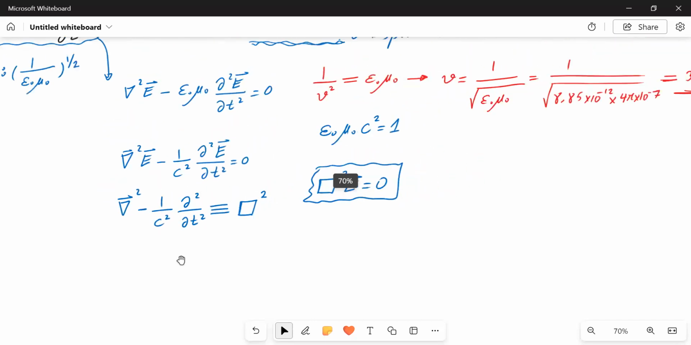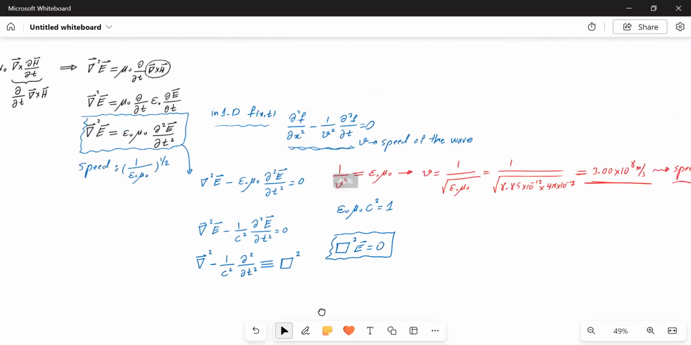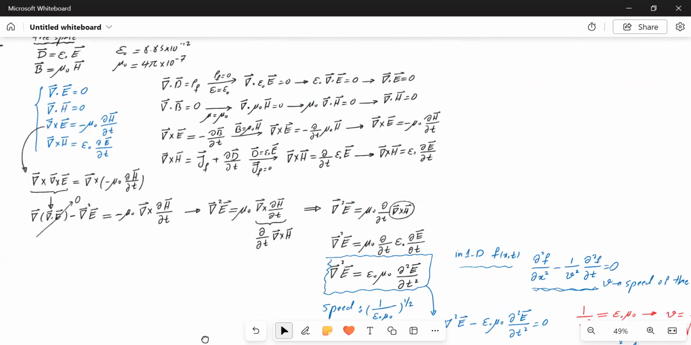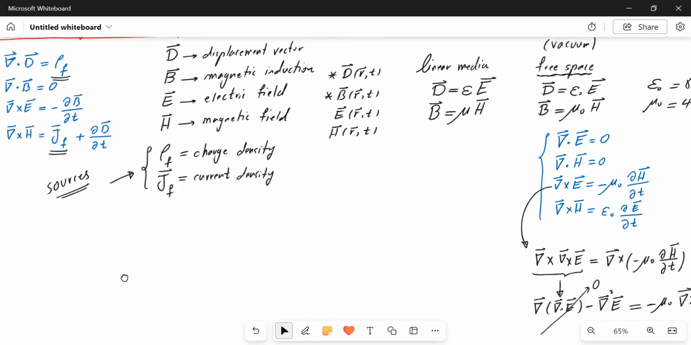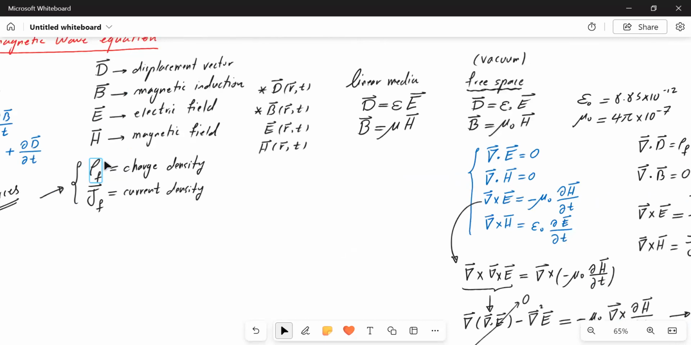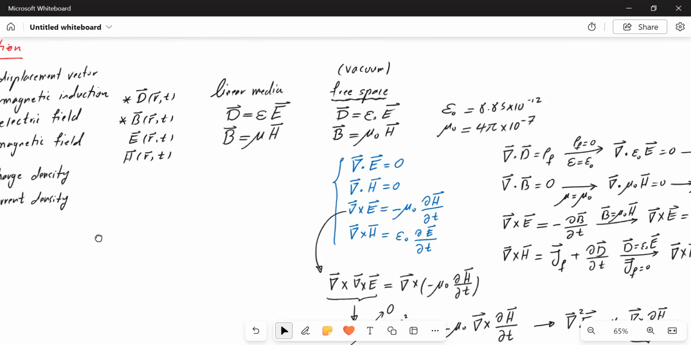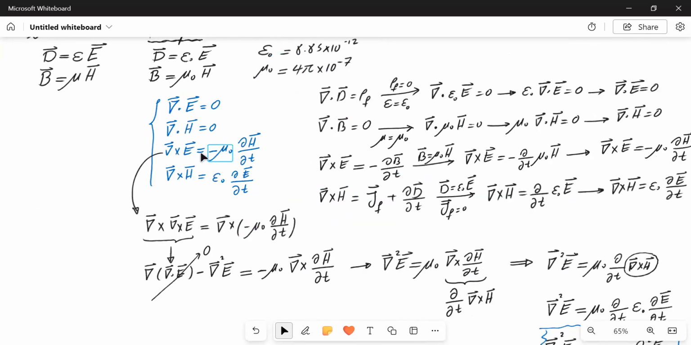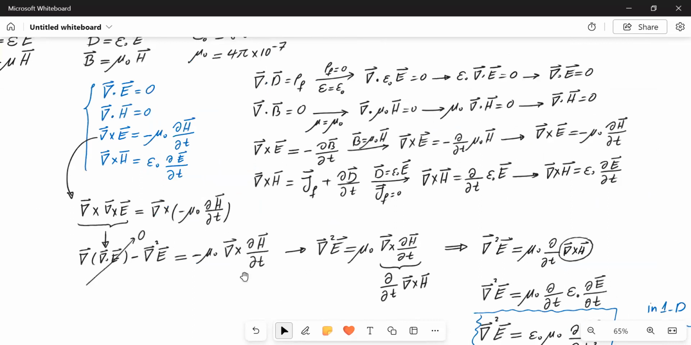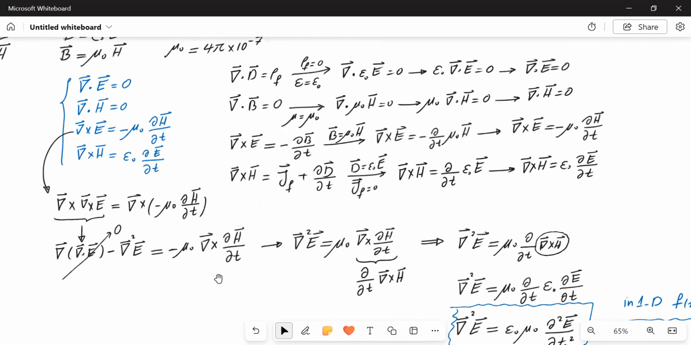So let me zoom out a little bit to show you what's been going on here. We started off with Maxwell's equations, and then we simplified for the case of a region that lacks charge and current density, a linear medium, namely vacuum. We played with the third equation, Faraday's equation, took the curl of both sides, and used the fact that time and space are independent quantities in classical physics. And we ended up with this equation here.